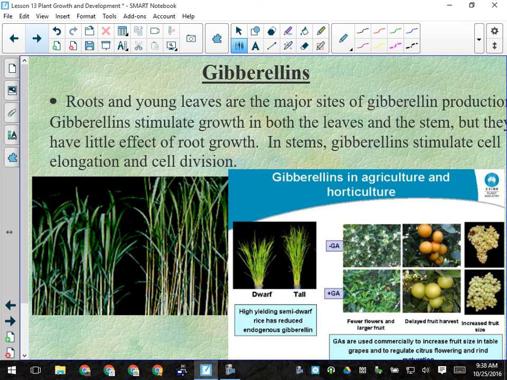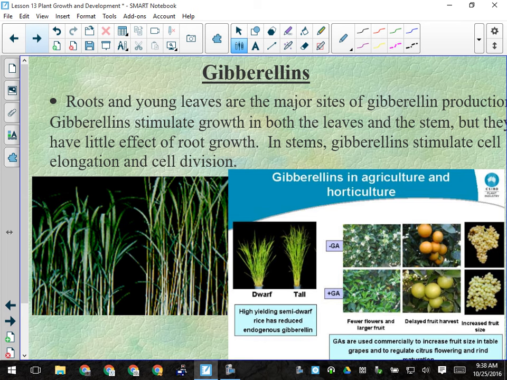Over here on the left, this is rice. Both of these are rice plants, but the rice on the right has what the Chinese call foolish seedling disease. Foolish seedling disease is caused by a fungus that grows on the roots. And this fungus produces a toxin that actually causes plants to produce more gibberellins than they're supposed to.